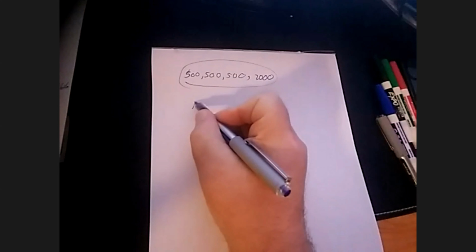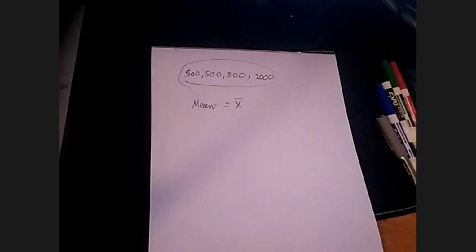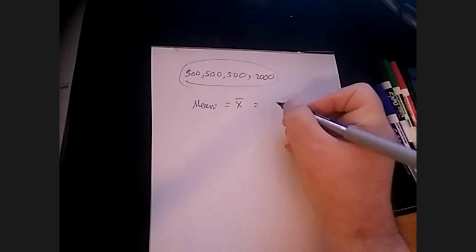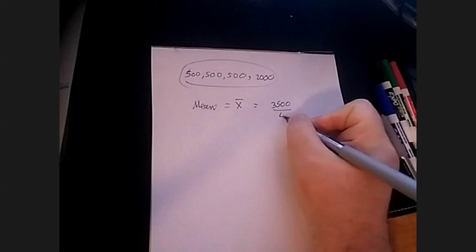If you found in this story the mean, which is very often written as an X with a little hat above it, so if you see that, it's the mean, you'd add up these things together and you get 3,500. You divide by 4.